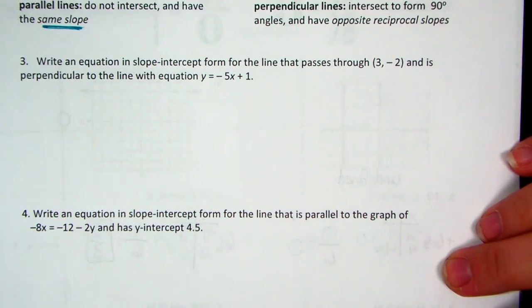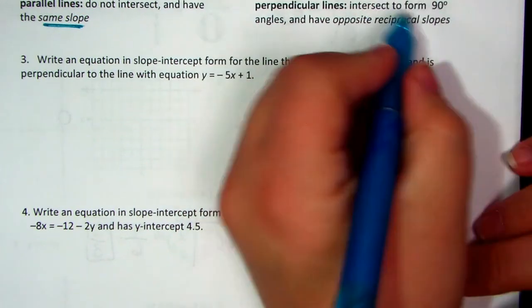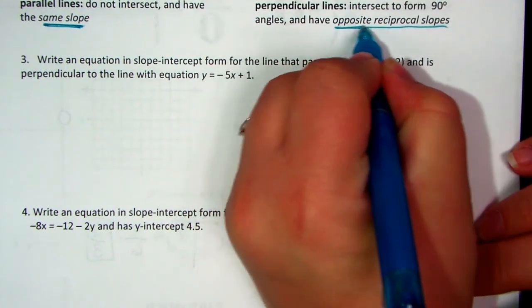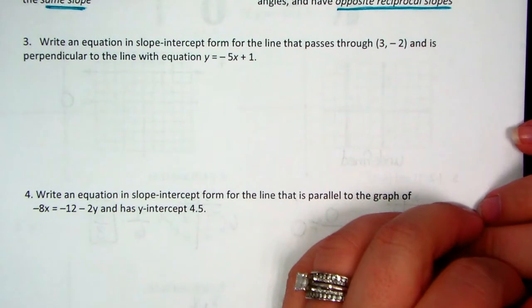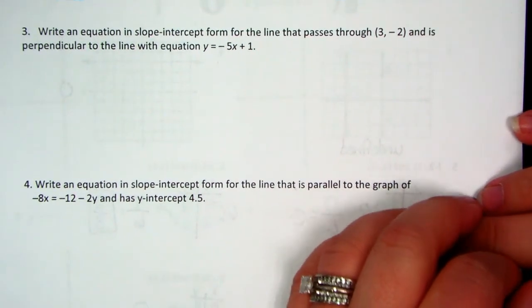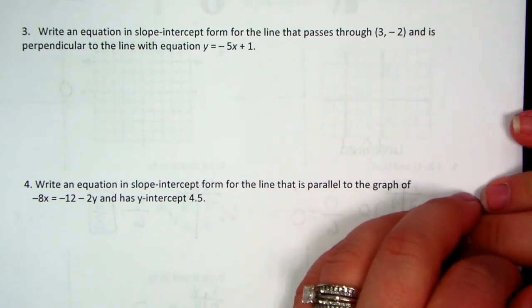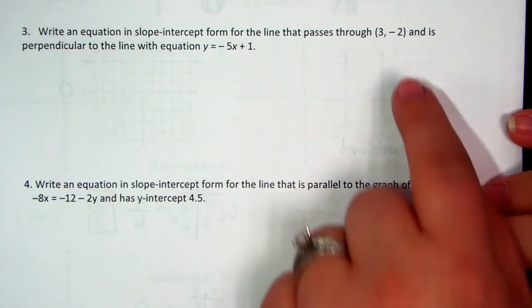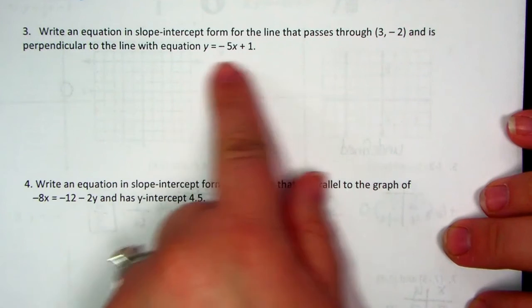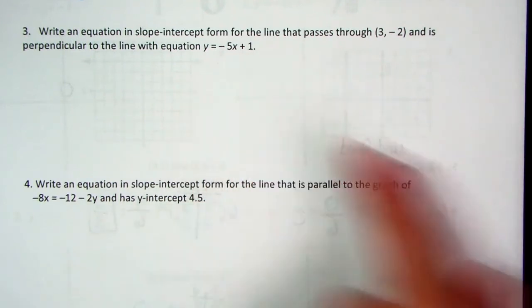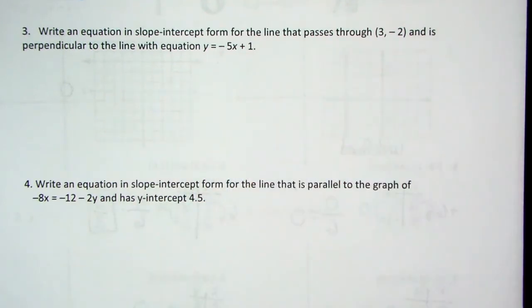Perpendicular lines are lines that intersect to form a 90-degree angle, and they have slopes that are opposite reciprocals. So let's put that into practice and write an equation that's in slope-intercept form. It passes through this point and is perpendicular to the line with this equation. Step 1, find the original slope.